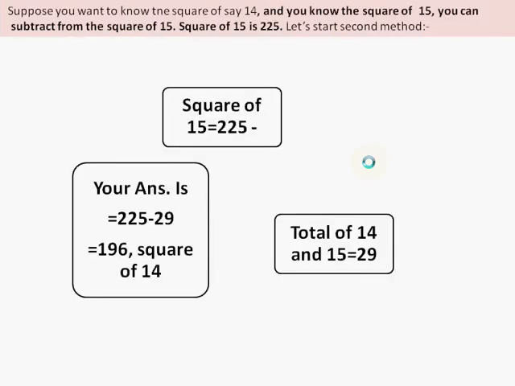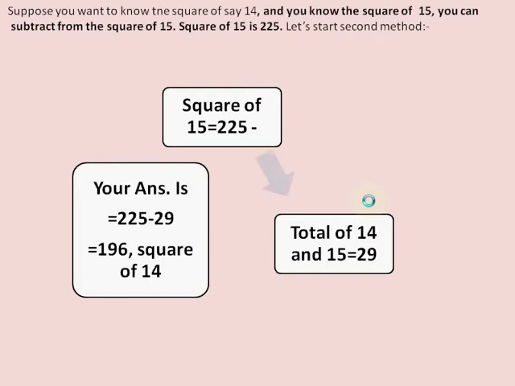Now suppose you know the square of 15. You don't know the square of 13. You know the square of 15, and you want to calculate the square of 14. The square of 15 is 225. The first step is we sum the numbers 14 and 15, because we know the square of 15 and we want to know the square of 14. The sum of 14 and 15 is 29.